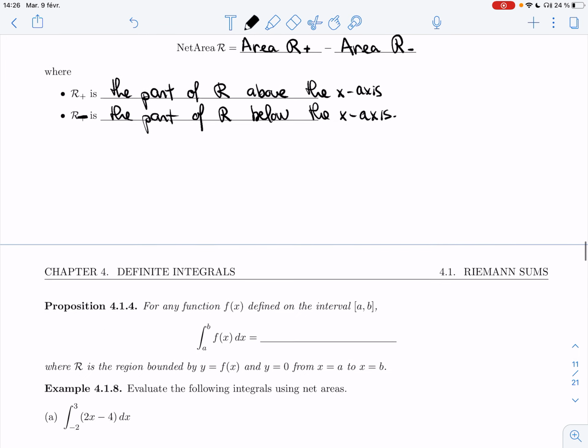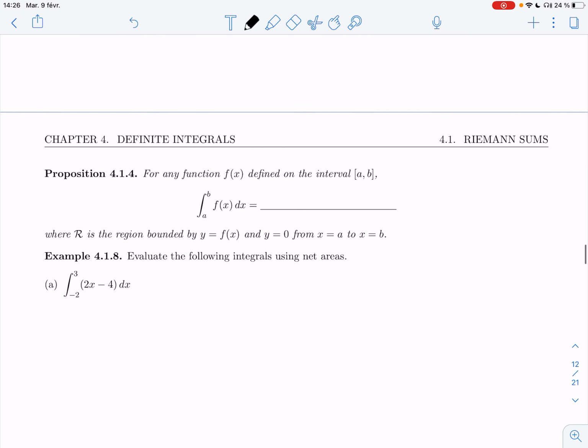All right. And so like we said, for any function f of x defined on the interval a, b, the integral from a to b will be the net area of R, where R is the region bounded by y equals f of x, y equals 0. So between those two curves, from x equals a to x equals b.